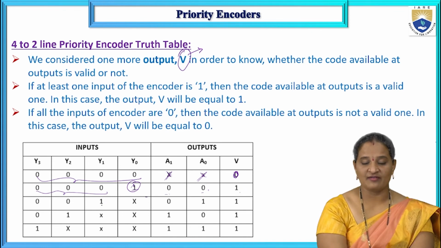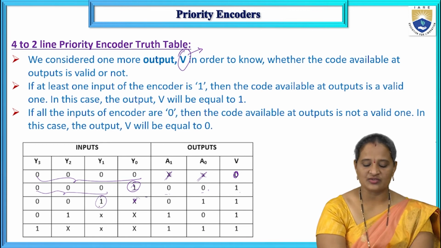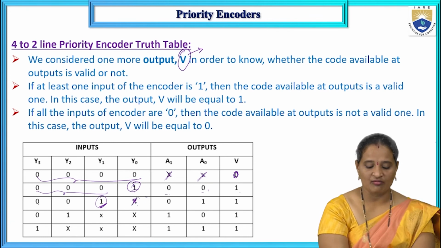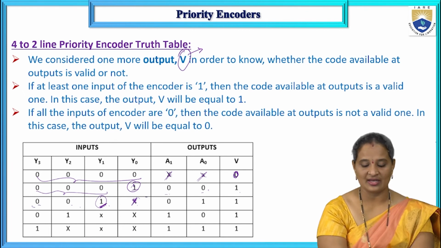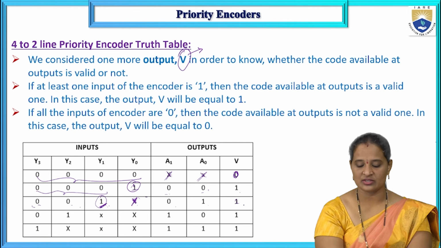Next, if Y1 is 1 and Y0 is don't care. Why am I writing Y0 as don't care? Because Y1 has the highest priority when compared to Y0. Whatever the value of Y0 may be, if Y1 is 1 and Y3 and Y2 are zeros, Y1 is going to be converted into binary 0, 1, and it is a valid code, hence we are writing V as 1.